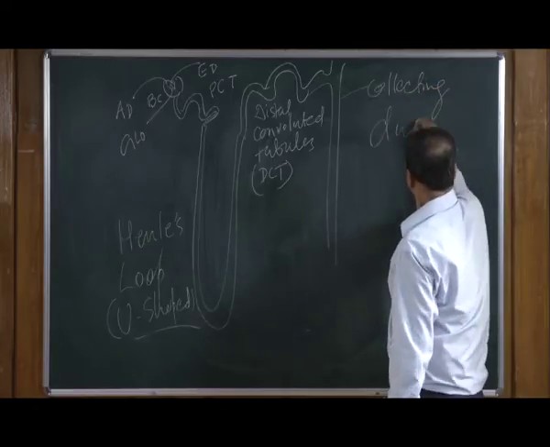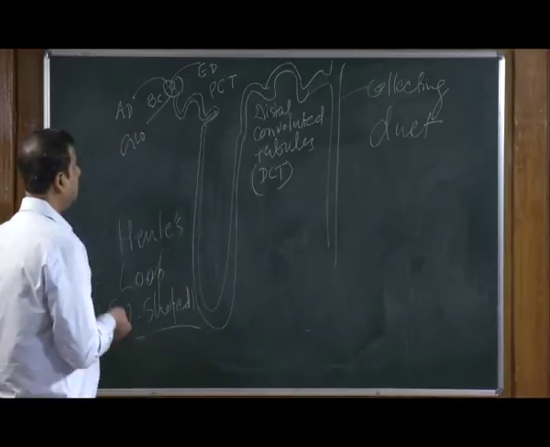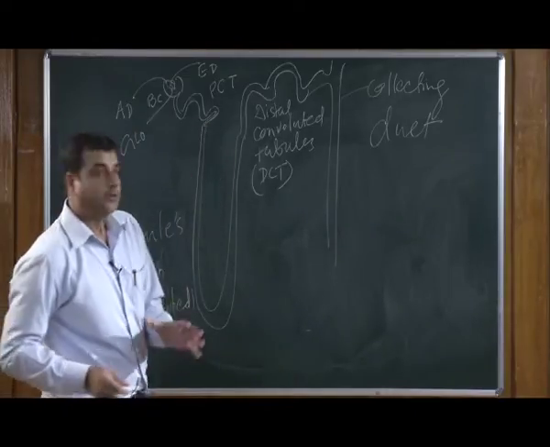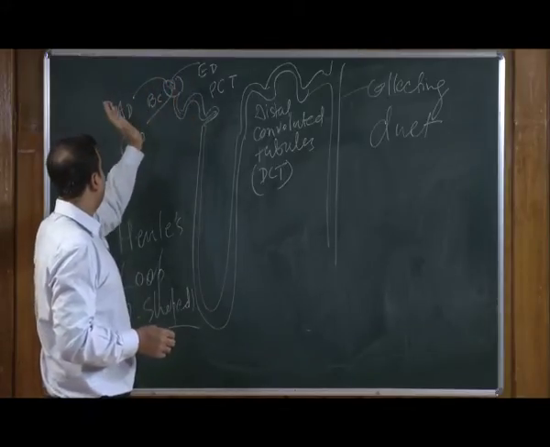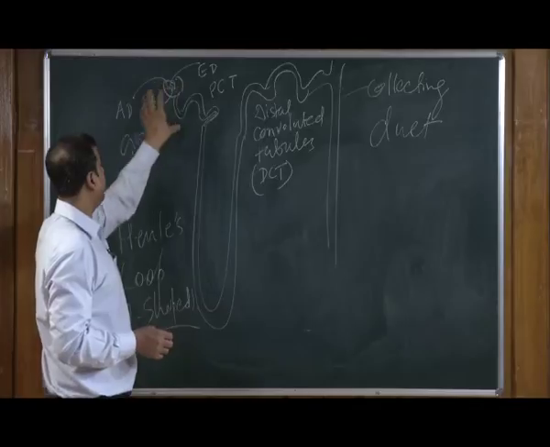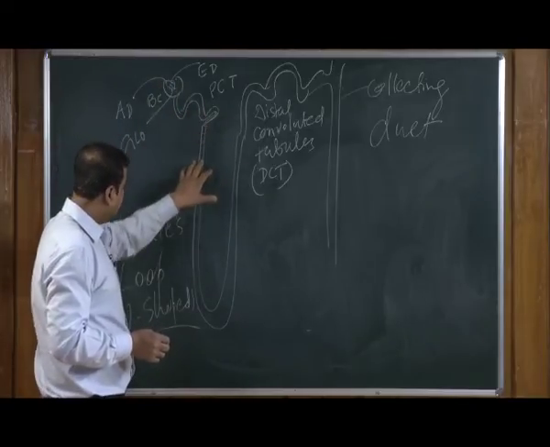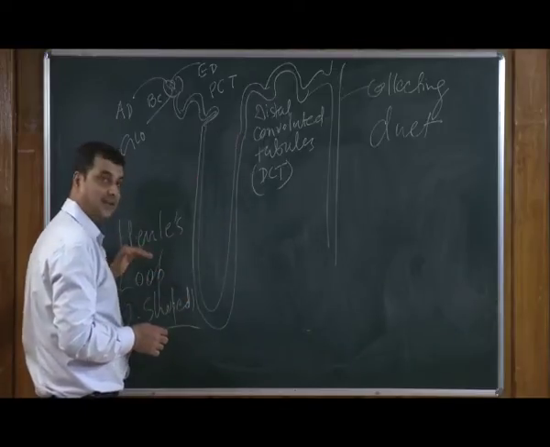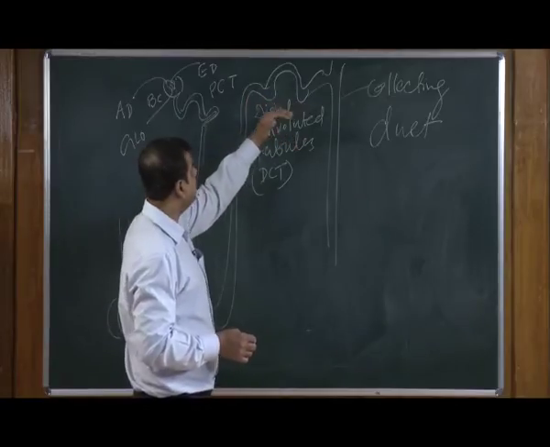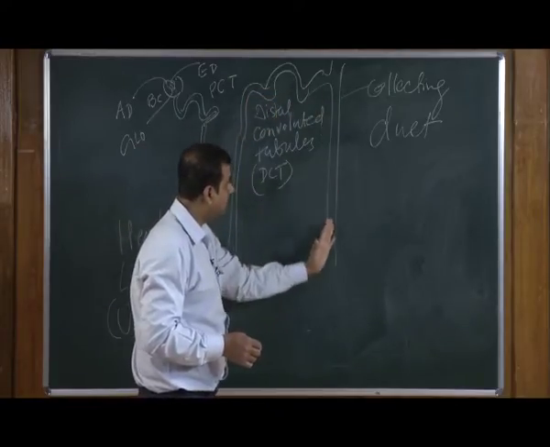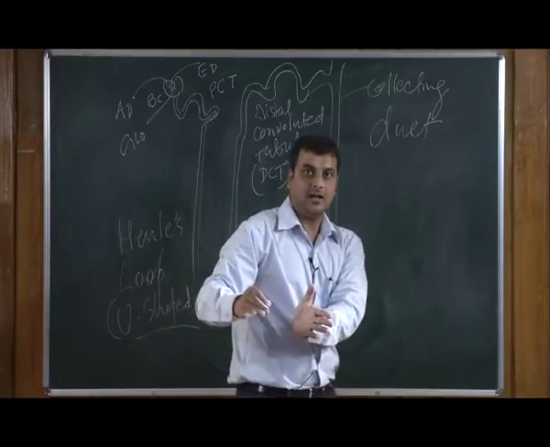Collecting duct. So I'll just try to summarize this whole structure once again. We have here the Malpighian body, which is full of afferent duct, efferent duct, Bowman capsule, glomerulus. It is continuing into the proximal convoluted tubules, again continuing into a U-shaped structure called Henle's loop, and this Henle's loop is again continuing into the distal convoluted tubule, and the distal convoluted tubule is finally collecting everything in this collecting duct, which will continue into a ureter ultimately.